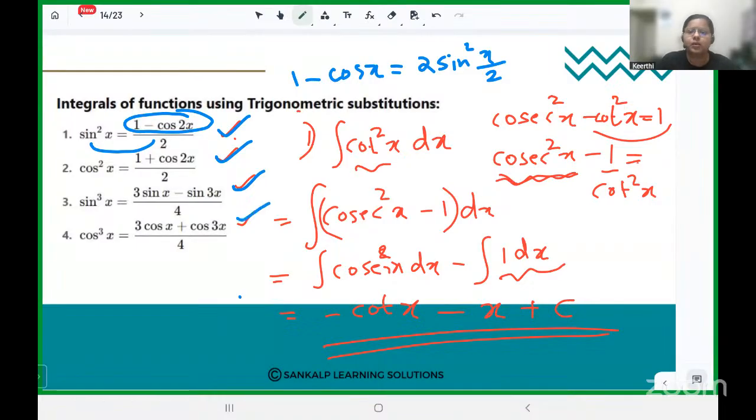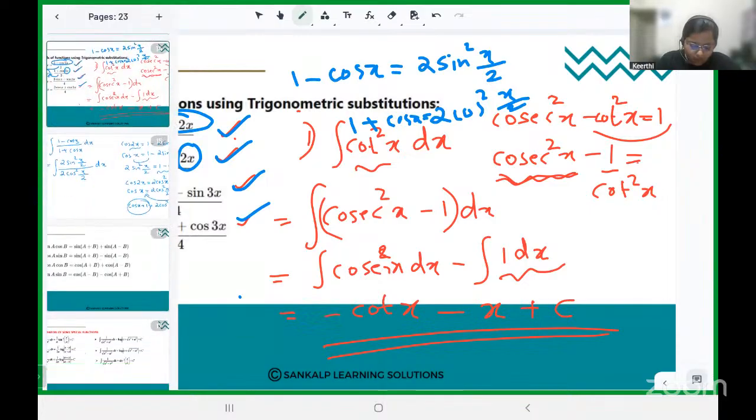Cos square x is equal to 1 plus cos 2x by 2. So if you are asked to substitute 1 plus cos x, here it is cos 2x. If you are asked to substitute 1 plus cos x, then what you have to do? You have to take this 2 to this side. So this will become 2 cos square x. But we need only cos x. So you take half of that angle. So 2 cos square x will become 2 cos square x by 2 when you are finding 1 plus cos x. So you study all these formulas.